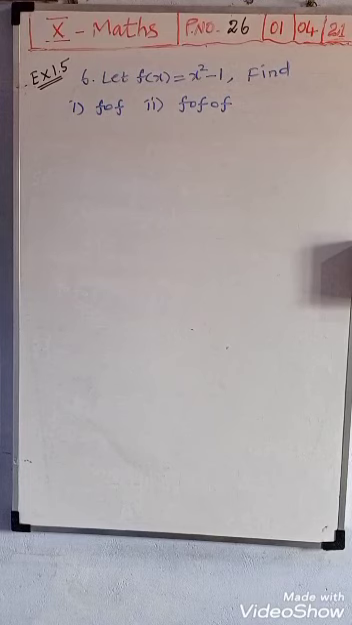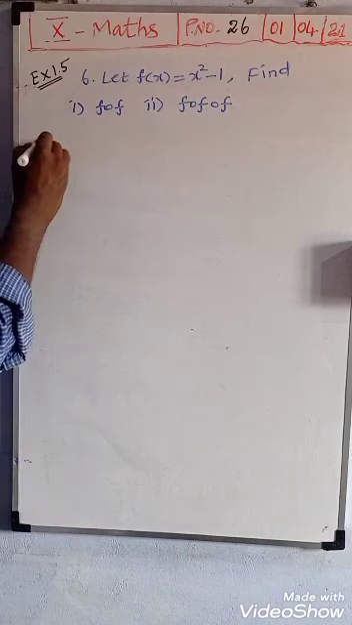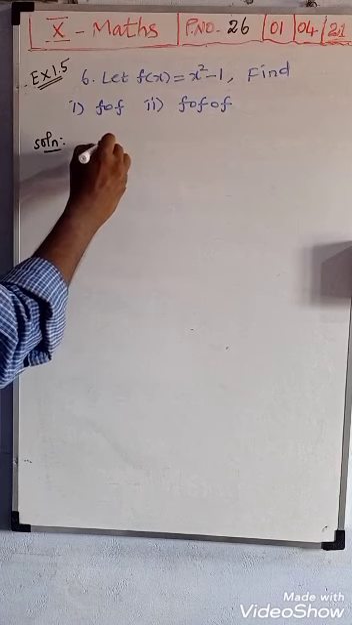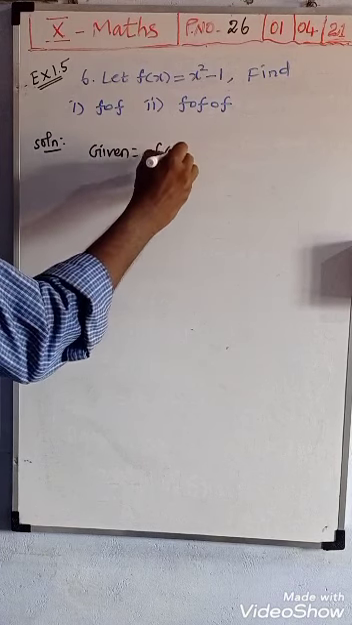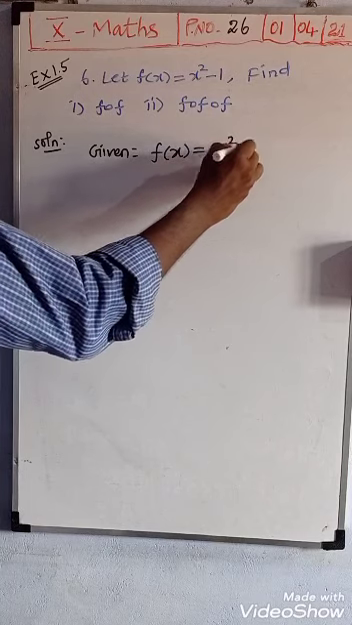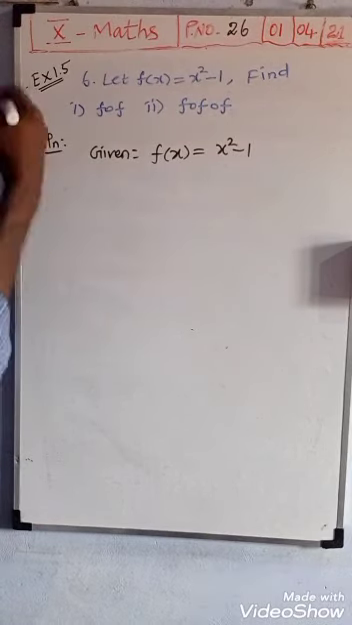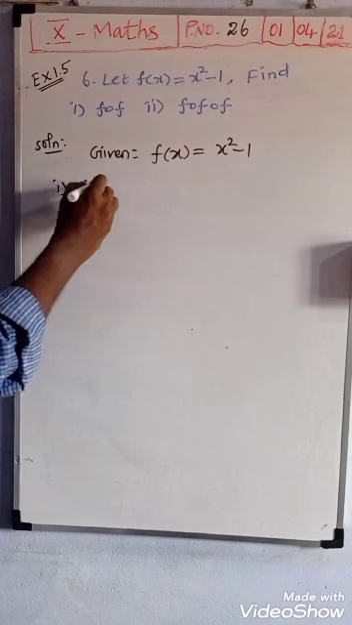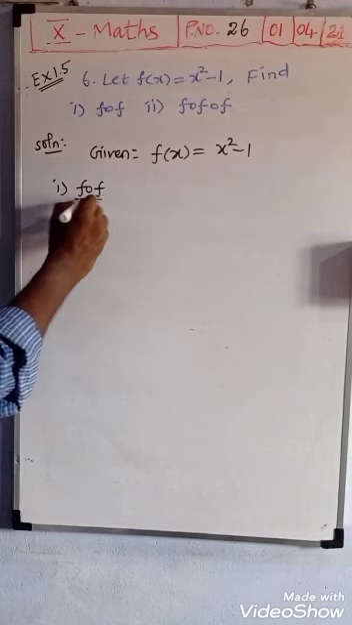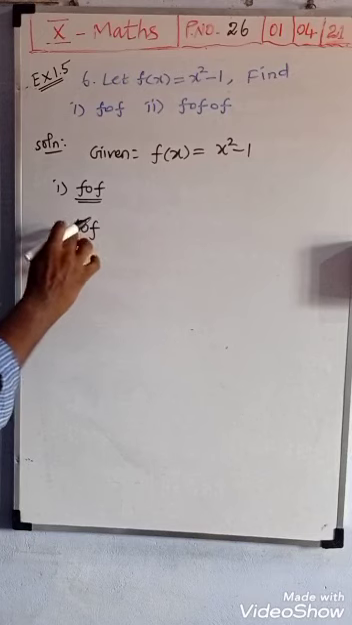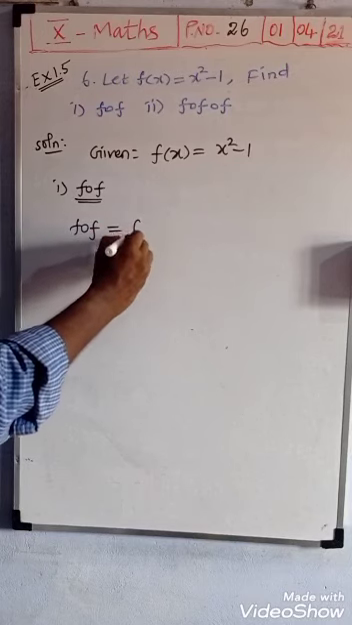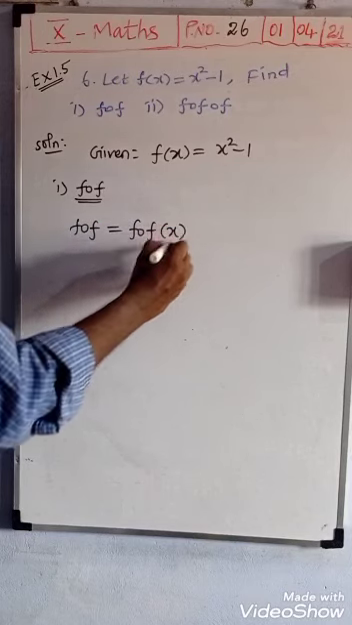See the next, sixth question. Let f of x be x square minus 1. Then we want to find f composition f, and f composition of f composition f. For that, see the solution. First write the given function; only one function is given, f of x is equal to x square minus 1. Using this function we want to find the values. First f composition f, how can we write it?